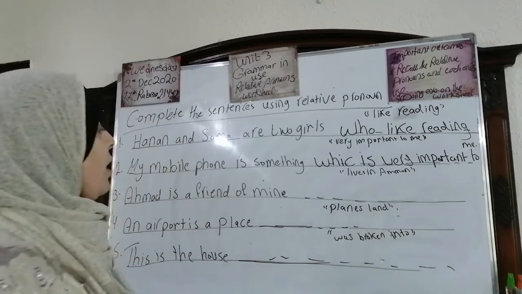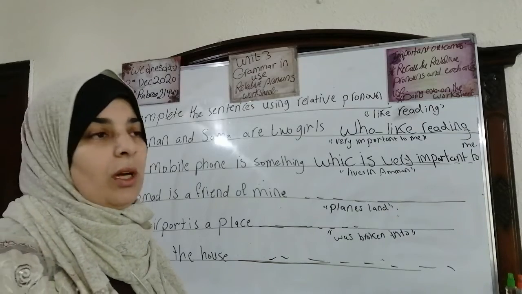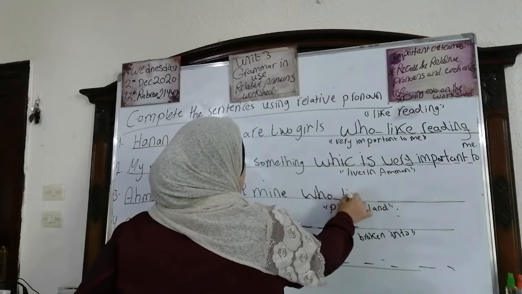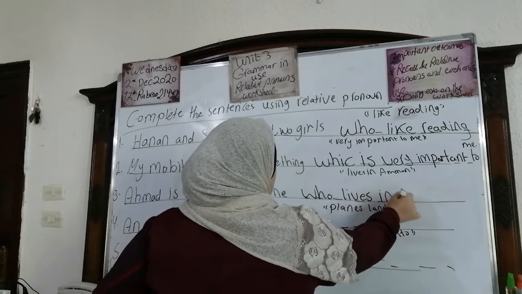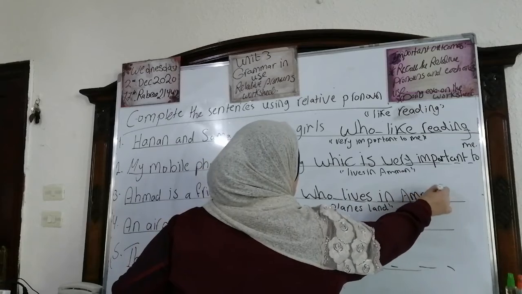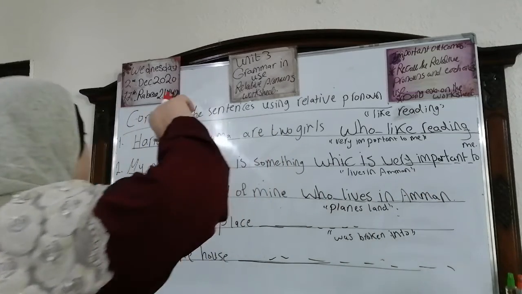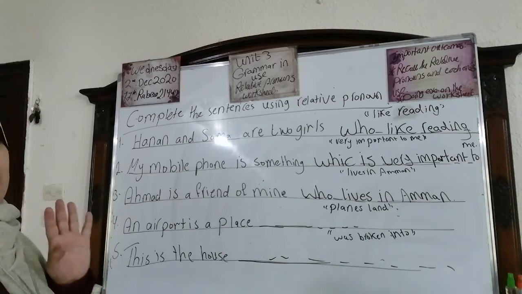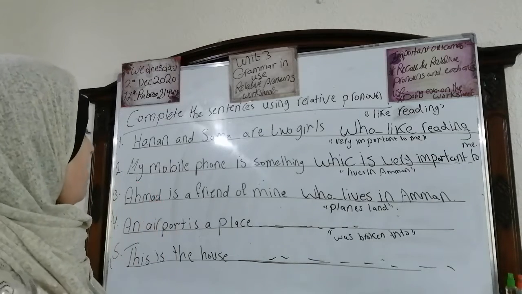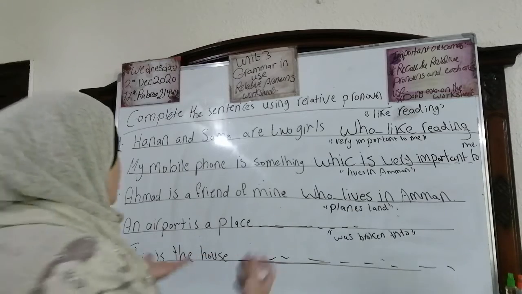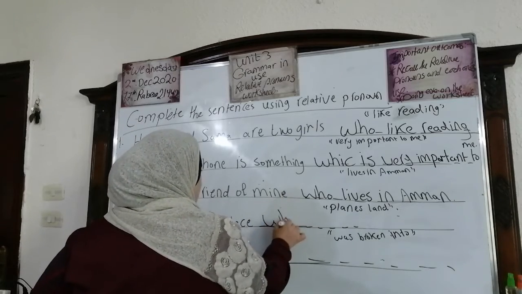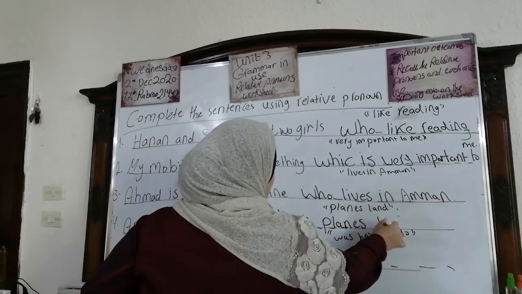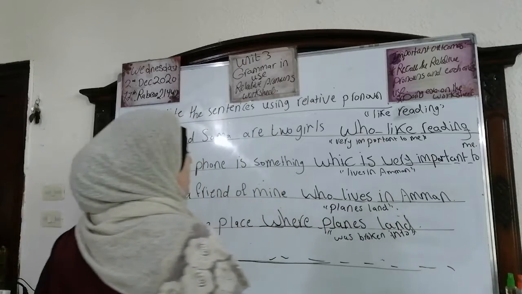Ahmed is a friend of mine, lives in Amman. What are we going to add? Of course, who lives in Amman? Okay? Who lives in Amman? Now number 4. An airport is a place. An airport is a place. What? It's a place. So we use what? Excellent. Where planes land. Okay? Where planes land.